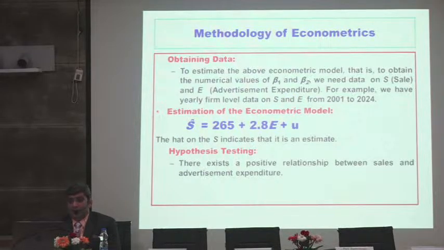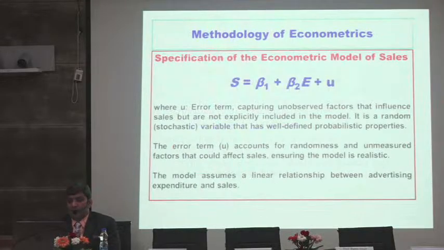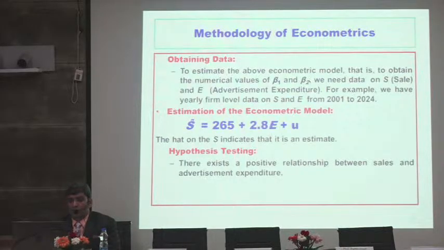In the next step in the methodology of econometrics, we have the econometric model. Now we put the values of E and S to estimate the values of beta 1 and beta 2. So our next step is obtaining data. To estimate the above econometric model, that is, to obtain the numerical values of beta 1 and beta 2, we need data on sale and advertisement expenditure for S and E. For example, we have yearly firm level data on sale and expenditure from 2001 to 2024.